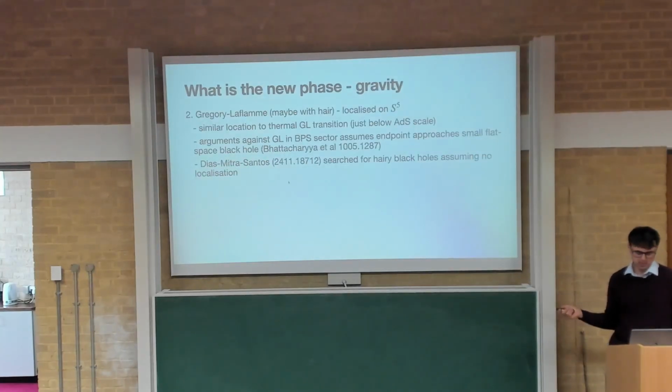Another possibility is that maybe we have a Gregory-Laflamme style transition in the BPS black hole case as well. So there have been arguments against a Gregory-Laflamme transition in the BPS sector, but they rely on an assumed endpoint where the black hole is so small that it's as if it's in 10-dimensional flat space. But it's possible that there are other endpoints.